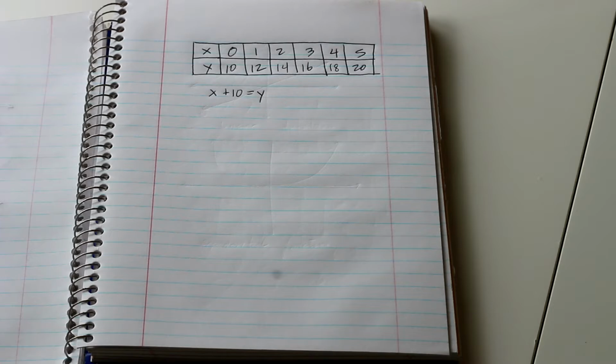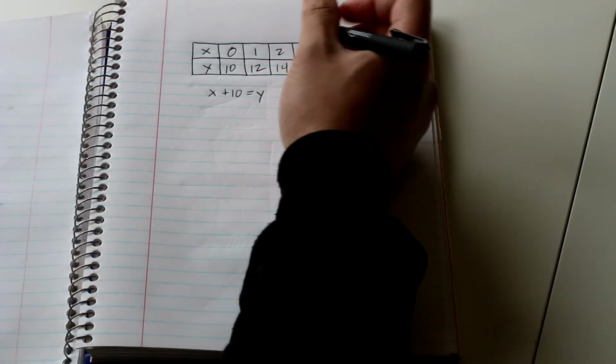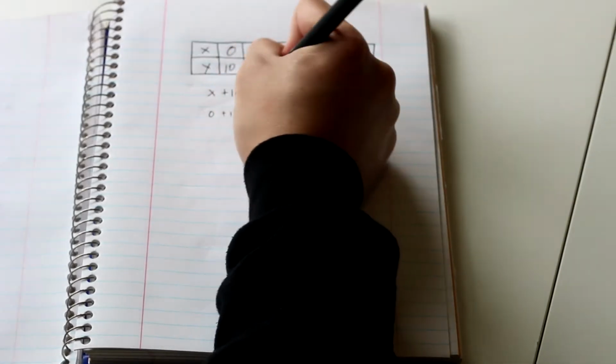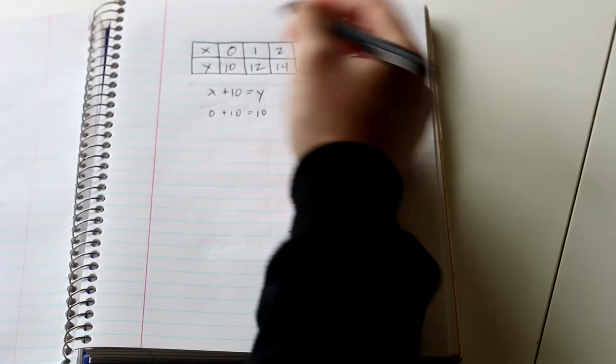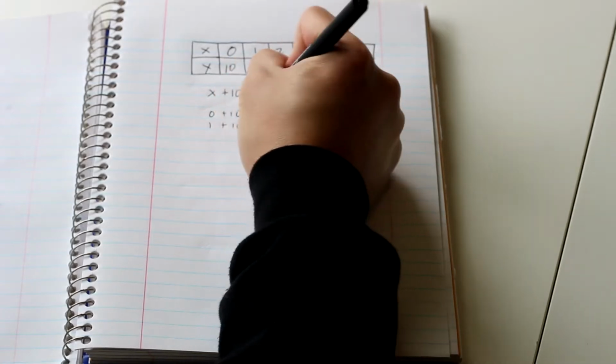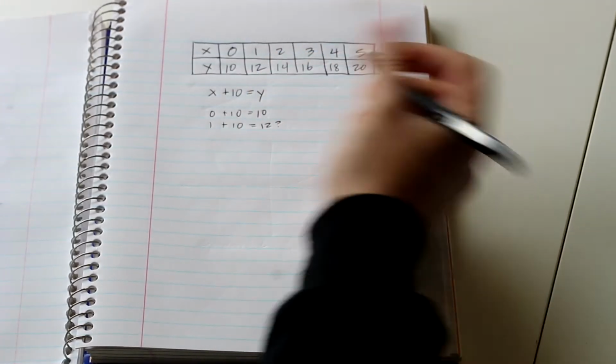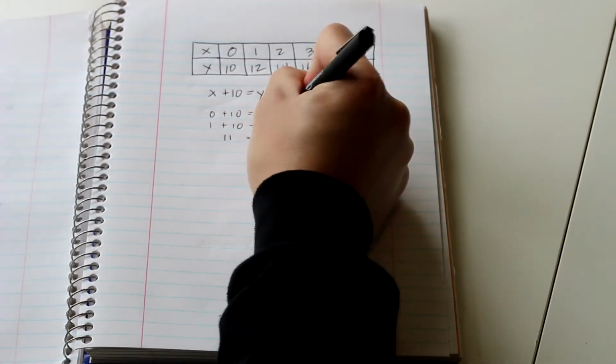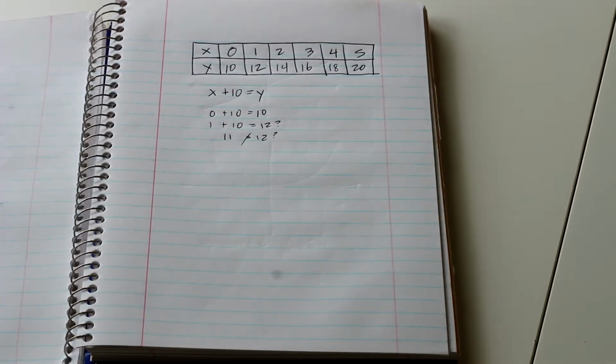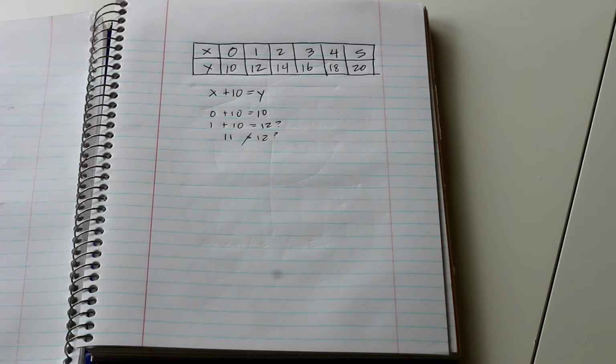And then we want to test it. Would that work with all the numbers that we have here? So 0 plus 10 equals 10. How about 1? Does 1 plus 10 equal 12? Well, no, that gives you 11. Oh, okay, so that doesn't work. Now we have to really put on our thinking caps and figure out, am I missing a step here?